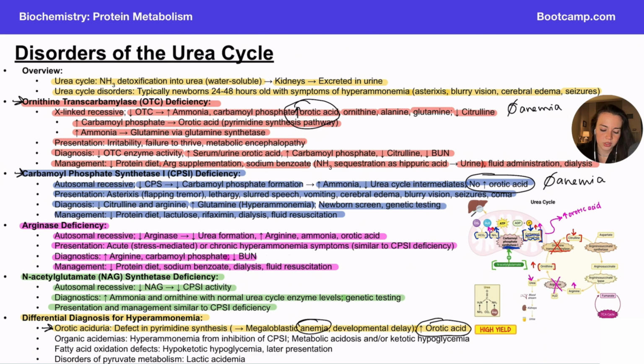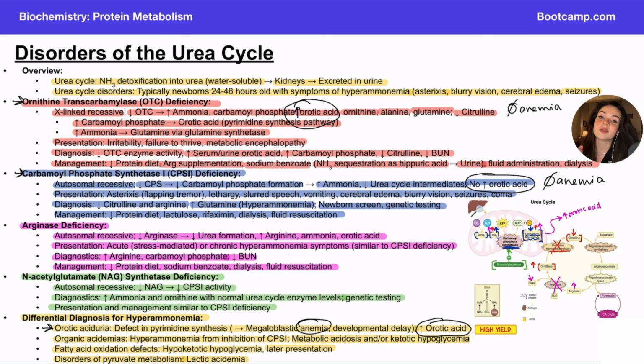Other things on your differential include organic acidemias. You can see hyperammonemia in organic acidemias from the inhibition of CPS1, but in the organic acidemias, you'll also see clinical features like metabolic acidosis and ketotic hypoglycemia. You can also see hyperammonemia in fatty acid oxidation defects. But remember, the buzzword for fatty acid oxidation defects is hypoketotic hypoglycemia, and this will also present a little later than 24 to 48 hours. And finally, you can also see hyperammonemia in disorders of pyruvate metabolism. Remember how closely pyruvate is implicated in the alanine cycle, but in those disorders, you will frequently also see a lactic acidemia that you won't see in the urea cycle disorders.